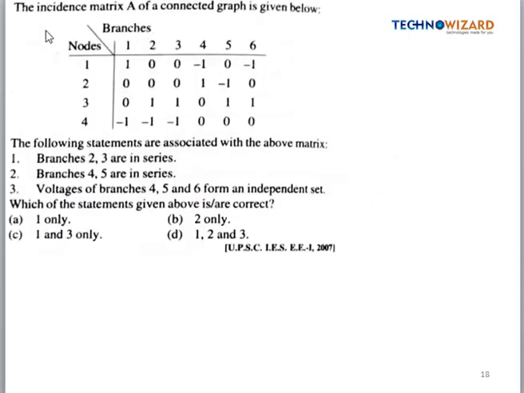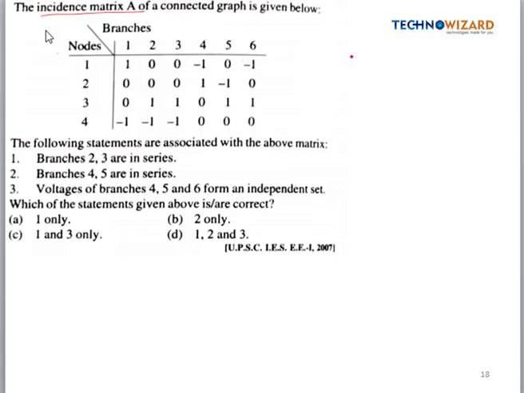Now here I will explain what an incidence matrix is. The incidence matrix A of a connected graph is given below. So basically, for a connected graph they have given us an incidence matrix. Here they are representing the number of nodes and here the branches. It means the graph has 4 nodes and 6 branches. Now the following statements are associated with the above matrix. So let us first draw the graph from the matrix they have given.